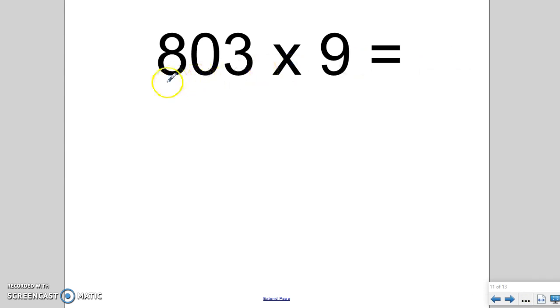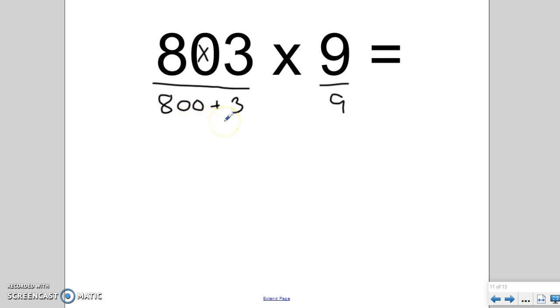And I know that I need to put 803 in expanded form. Well, that's 8 is worth 800. What's great about expanded form is when I get to a 0, I don't have to worry about it. So the next piece of my puzzle is 3. And then putting 9 in expanded form we know is just 9.